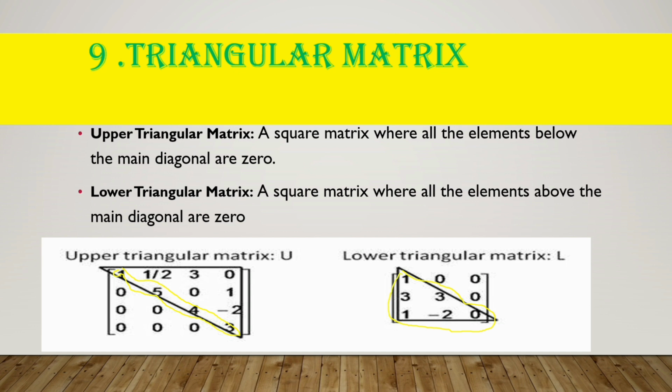By definition, lower triangular matrices is a square matrices where all of the elements above the main diagonal are zero.